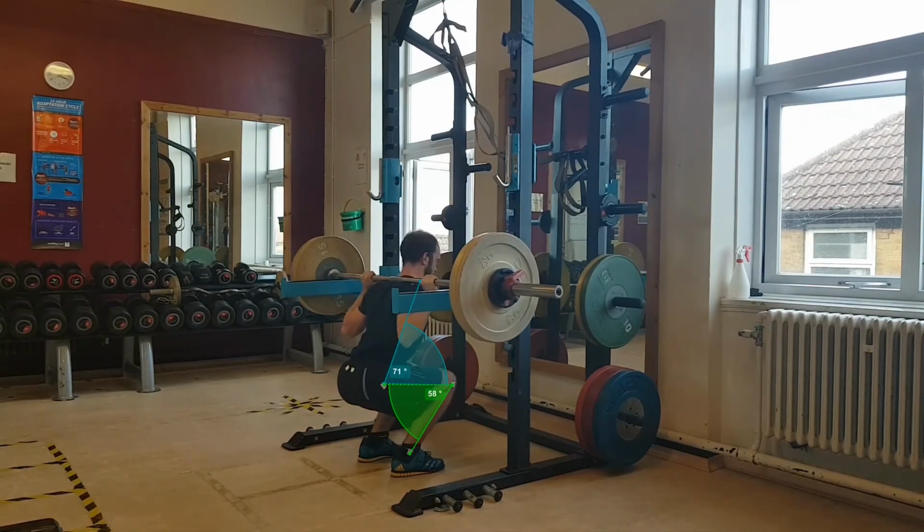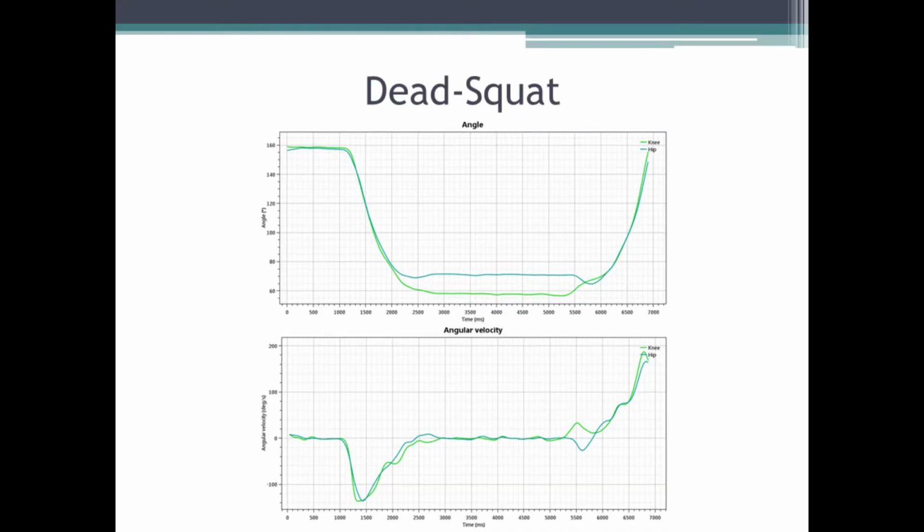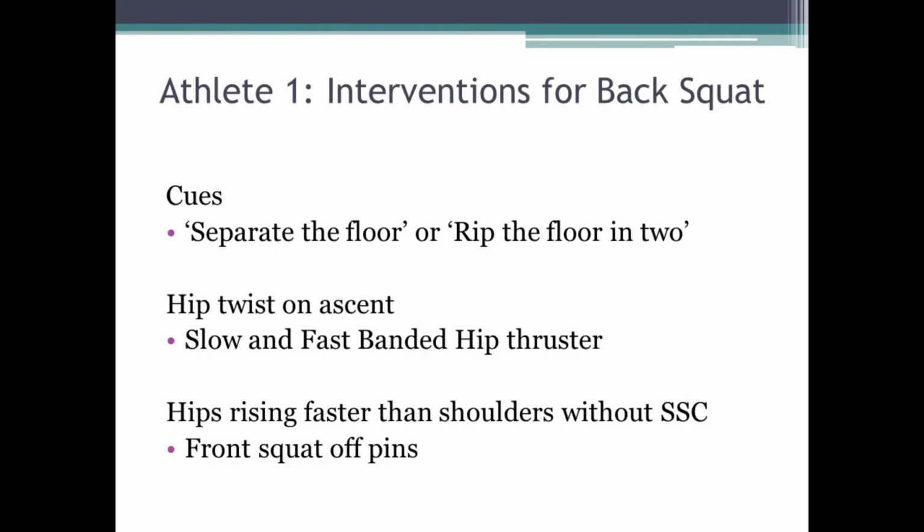Without the use of a high velocity descent, we can see the hips rising faster than the shoulders, visually and kinematically. Therefore, the athlete may rely too much on the stretch shortening cycle to complete the squat. The athlete is cued to separate the floor or rip the floor in two to encourage a greater glute contraction. Slow and fast banded hip thrusters are given to the athlete to address the hip twist in the ascent that may encourage an appropriate timing of the glute contraction.